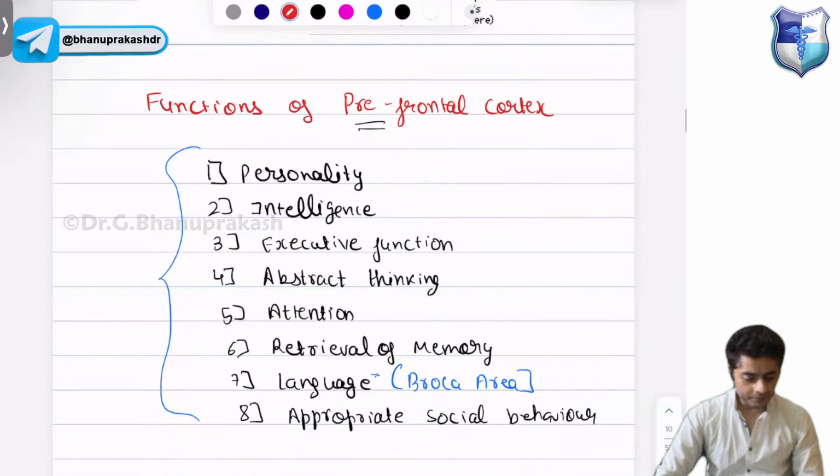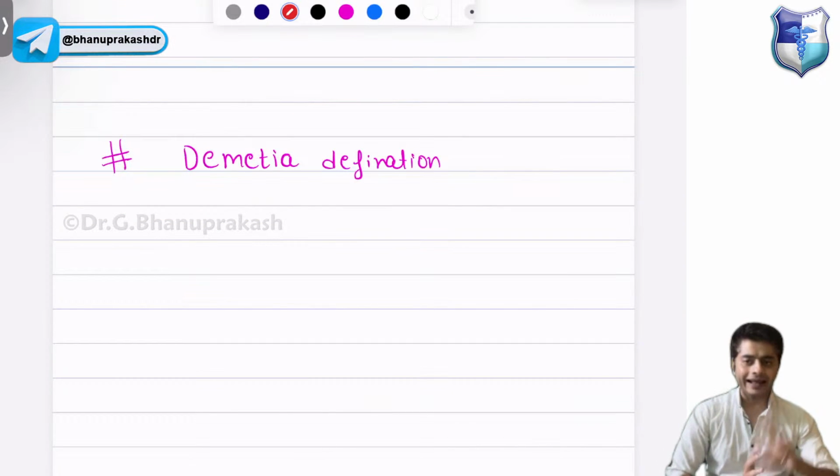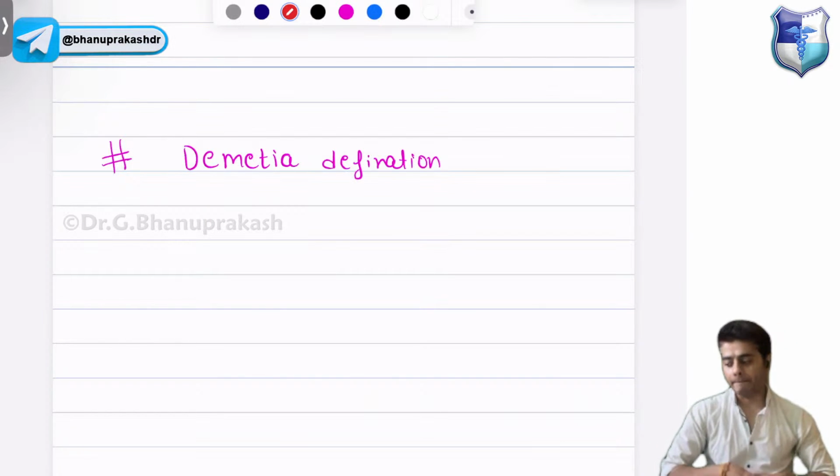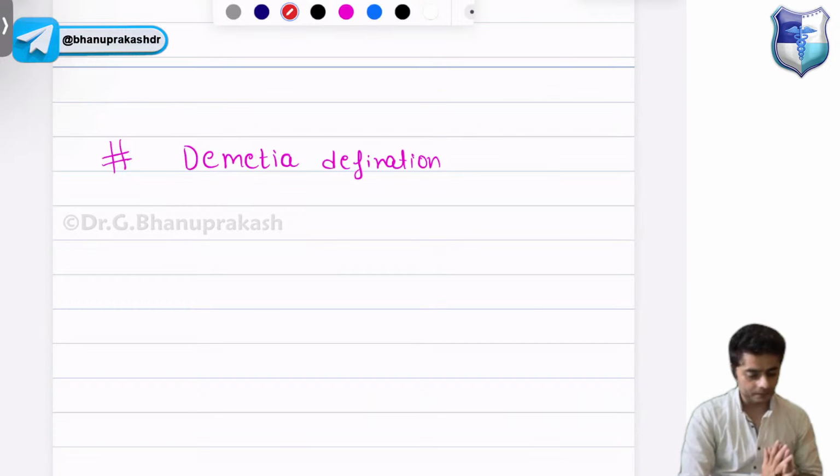So we are done with the prefrontal cortex part. Now we will move to dementia. So can anyone tell me the definition of dementia? Anyone? Can you tell me the definition of dementia? What do you understand when someone says to you that this patient is suffering from dementia? Just tell me.